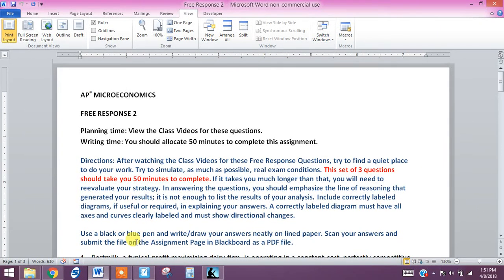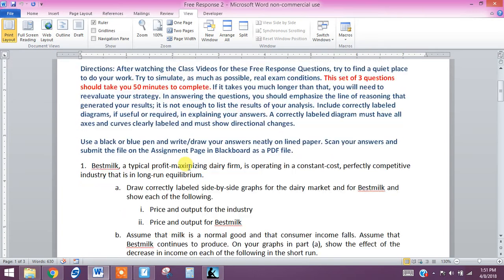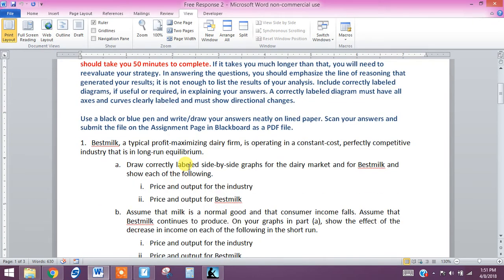We are looking at our free response assignment, and our first question has to do with a firm called Best Milk that's a profit maximizing firm in a perfectly competitive industry that is in long-run equilibrium.